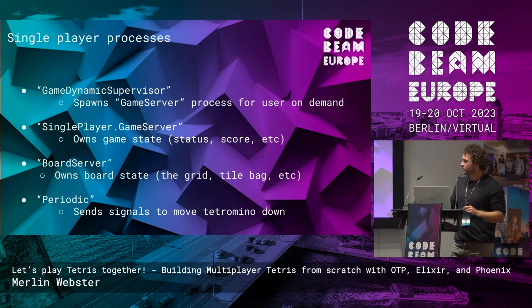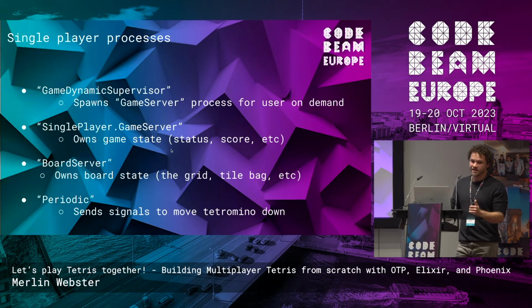Cool, so this is a bit wordy. I've got a diagram for it in a second, but just to briefly explain what's going on. For single player, it's just the same as multiplayer, but less stuff. So we've got a dynamic supervisor that's spawning games on demand, as I mentioned a minute ago. And then we've got a game server. It owns the state of the game. So this is when you know if the game is playing, if the player has died, what the score is, et cetera, et cetera. Sorry, if the player has died, it's a single player game.